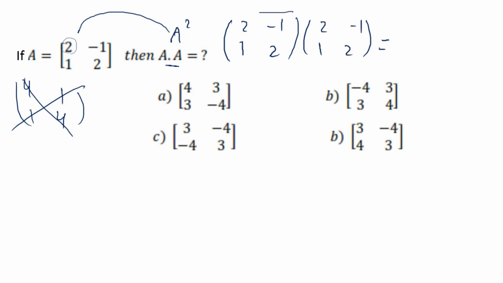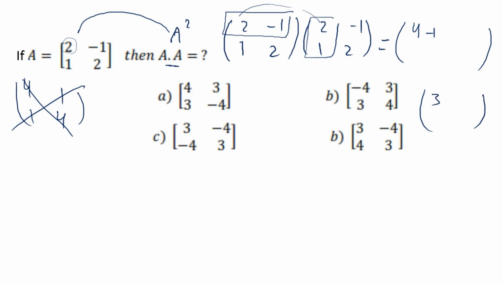We start by multiplying row by column. So 2 by 2 is 4, negative 1 by 1 is negative 1. So the first element is 3. And then 2 multiplied by negative 1 is negative 2, and negative 1 multiplied by 2 is negative 2. So the second element is negative 4. So I'm sure that I'm going to cancel the answer A, and I'm going to cancel the answer B. So the answer is C or D.